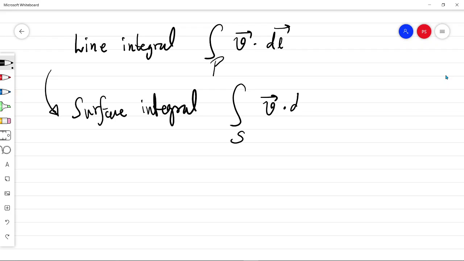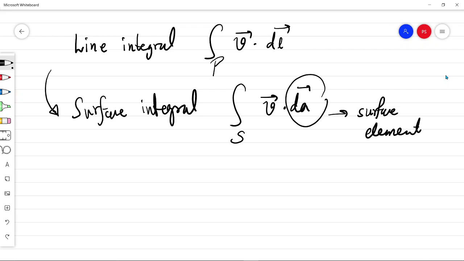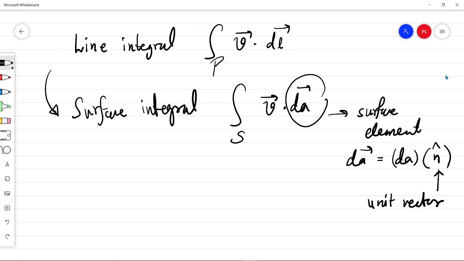So v bar dot dA bar. Now this dA bar is an infinitesimally small surface element, and in order to make it a vector, we usually employ this technique. This dA bar is supposed to be dA times n cap, where this n cap is a unit vector perpendicular to the surface.